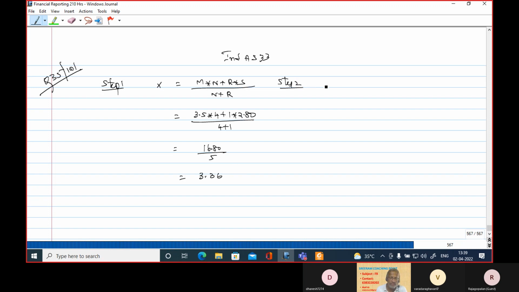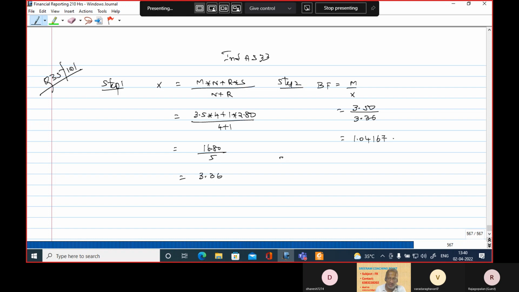Step number 2. Bonus factor is equal to m divided by x. 3.50 divided by 3.36. 3.5 divided by 3.36 is 1.04167. This is what we consider as the bonus factor.